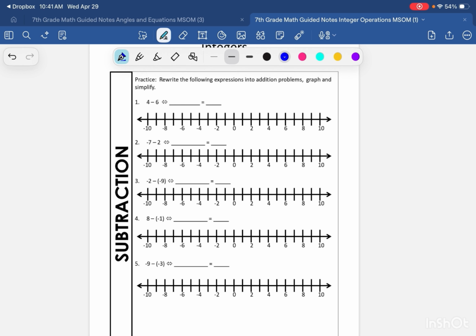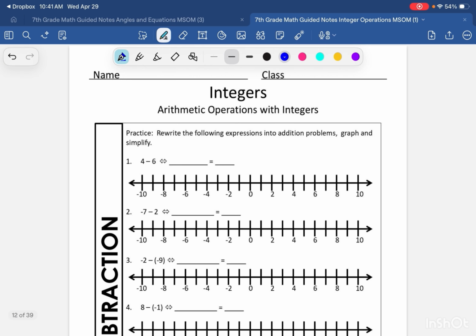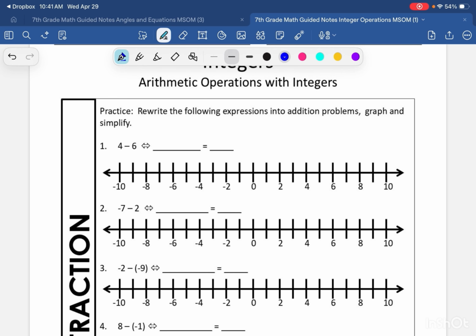Next page, we're going to do some practice. Rewrite the following expressions into addition problems, graph and simplify. 4 minus 6. 4 plus the opposite of this number, -6. And again, I'm going to use parentheses when it's like this so it doesn't get confusing between the plus there. And I'm going to graph it and solve it. So I have 4, and I'm joining that with -6, going this way. 1, 2, 3, 4, 5, 6, and I land on -2.